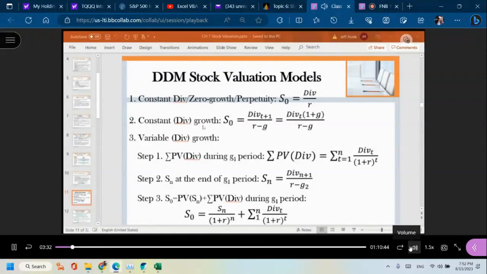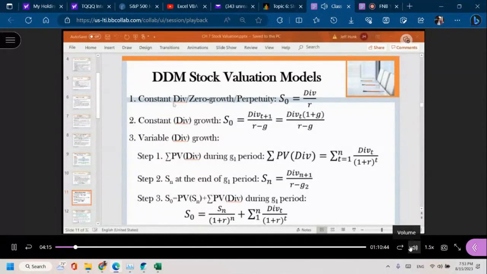The next model is called the constant growth model. Constant growth, and what is growing? It's the dividend. That means the dividend is growing at a constant rate. Although model number 1 and model number 2 may sound alike, they are completely different. They are actually completely opposite, if you think about it, right?